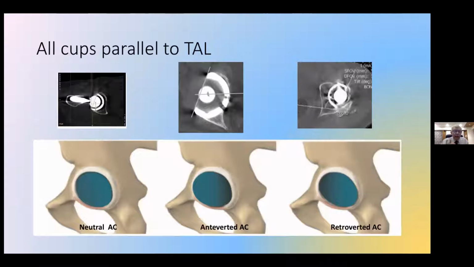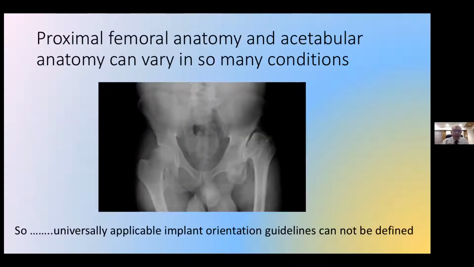Here, there is a neutral anteverted acetabulum component and retroverted acetabulum component. All the three components are parallel to TAL, but because of the natural variation in the orientation and anteversion of the acetabulum itself, your cup position is going to get changed. This you need to keep in mind. So proximal femoral anatomy and acetabulum anatomy can vary in so many conditions. Universally applicable implant orientation guidelines cannot be useful in so many conditions.